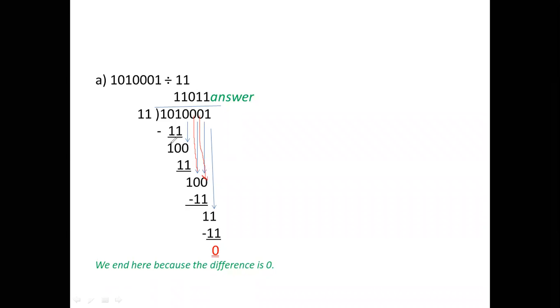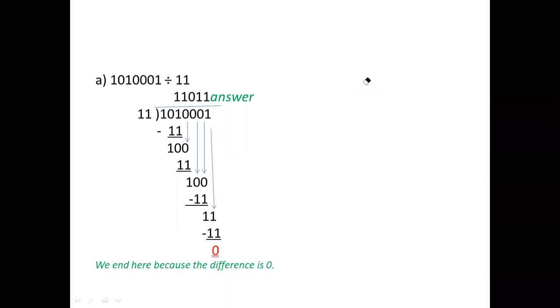Now, 11 into 100, that will be 1. 1 times 11, that will give us 11. We subtract 100 minus 11, we would get 1, because this becomes 2, this becomes 1, so that will be 1. And then we bring down a 1, and 11 into 11, that will be 1. Multiplying by 11, we'll get 11. Subtracting the 2 will give us a 0. So that means our answer now becomes this one, and there is no remainder.